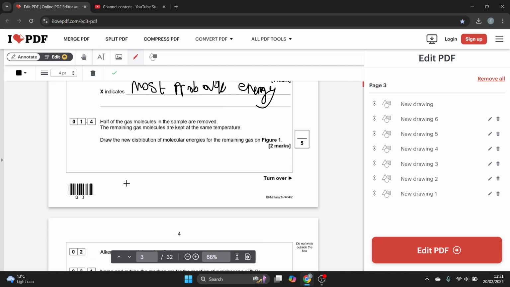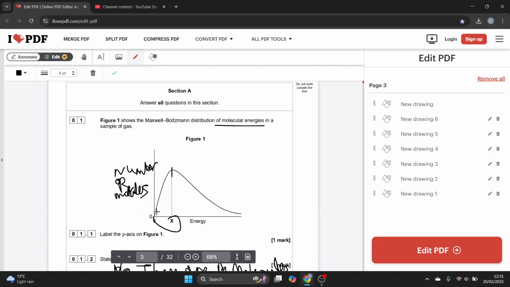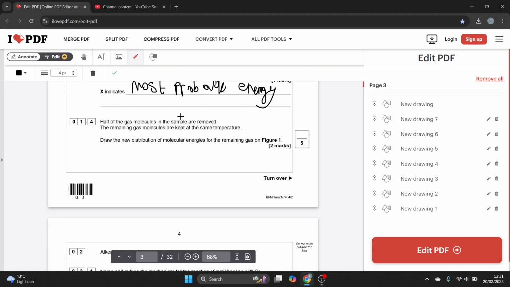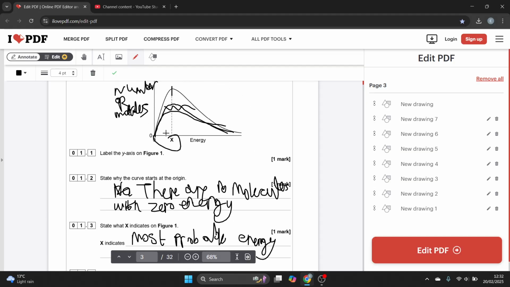Half of the gas molecules are removed. The remaining gas molecules are kept at the same temperature. Draw the new distribution of molecular energies for the remaining gas on figure 1. So it's going to have the same peak, the same energy in line with X. But it's just half of it because half the molecules are removed. I don't think that's half, I think it should be like that, but you get the point. Half the gas molecules removed, so it's going to be half the area, half the original area.